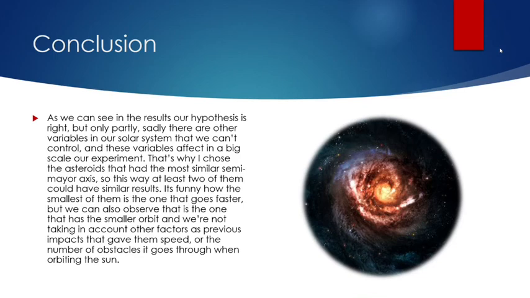It's funny how the smallest of them is the one that goes faster, but we can also observe that it's the one that has the smallest orbit. And we're not taking into account other factors such as previous impacts that gave them speed, or the number of obstacles or impacts they go through when orbiting the Sun.